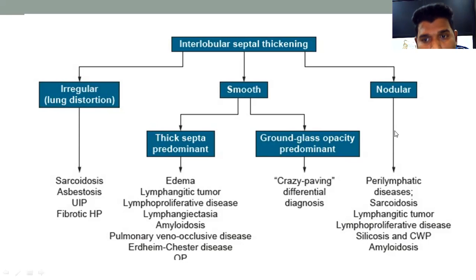Nodular appearance: if you see nodular appearance of interlobular septa, then you could see the perilymphatic distribution, seen in sarcoidosis, lymphangitic tumor, lymphoproliferative disorder, silicosis, as I already described in the previous slide.